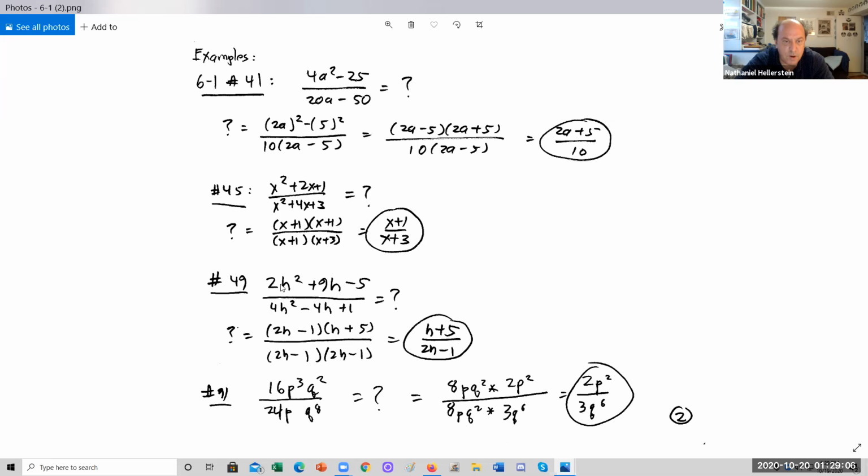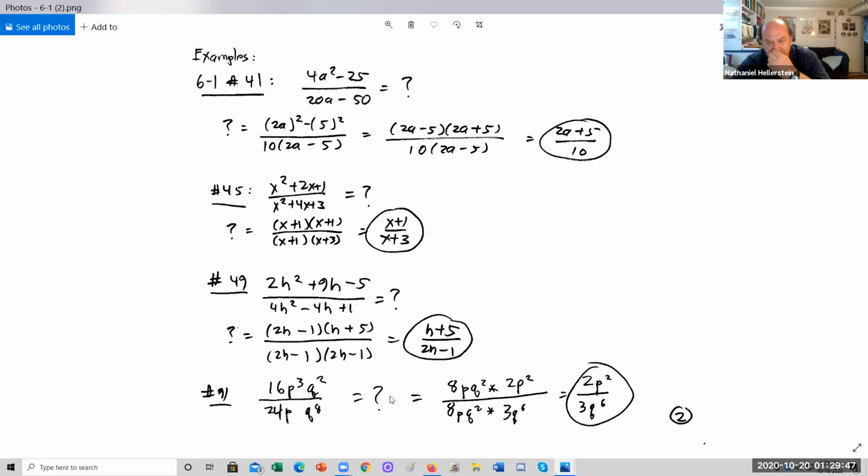For this one, 2h squared plus 9h minus 5 over 4h squared minus 4h plus 1 is what? Now, I really admit that I skipped the AC method steps. I didn't want to bother with that right then. Maybe in later examples, I'll go through all that trouble. But after going through the AC method for this, 2h squared plus 9h minus 5, we're left with 2h minus 1 times h plus 5. This one you could recognize as a square of a difference, 2h minus 1 squared. The 2h minus 1's cancel, we're left with what's left over, h plus 5 over 2h minus 1.